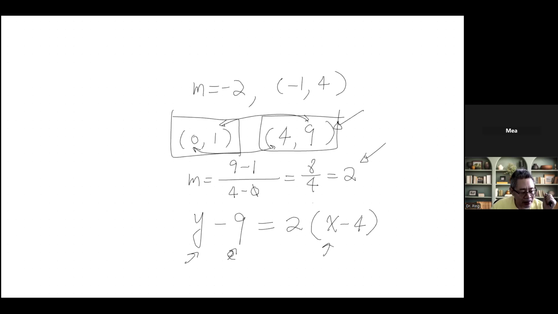Okay. Let's try. So we got the point -2 and -3, and we got the point 1 and 3. Okay.